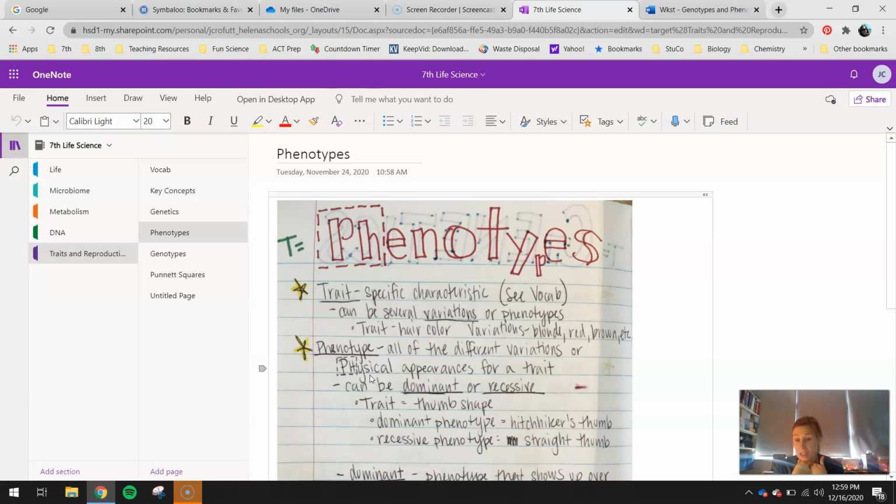It might be brown eyes. It might be blue eyes. It might be green eyes. Those are all different phenotypes that we would see for a trait. It's kind of like the variations, but we're just describing the actual physical trait that we can see.